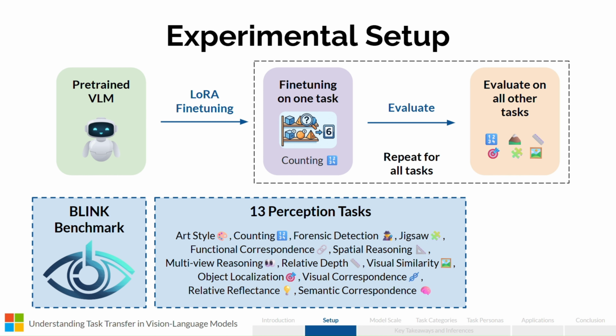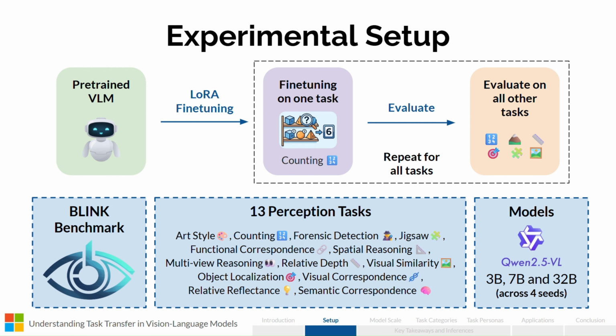For our setup, we use the BLINK benchmark, which has a wide variety of perception tasks. We create training datasets for each of those tasks using their original methodology and then evaluate the fine-tuned model on the whole benchmark. The model that we use is Qwen 2.5 VL across different model scales, ranging from 3 billion up to 32 billion, with each fine-tuning being done across 4 different seeds to rule out any random artifact.